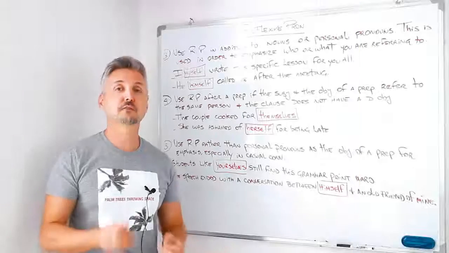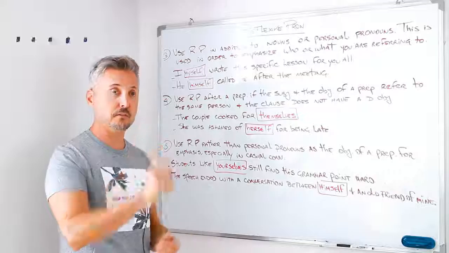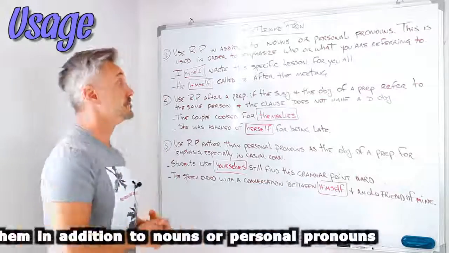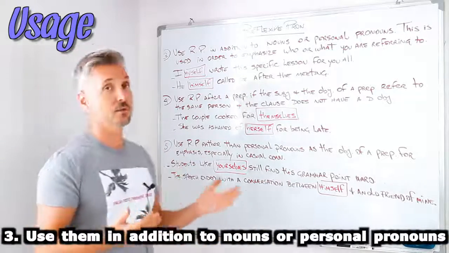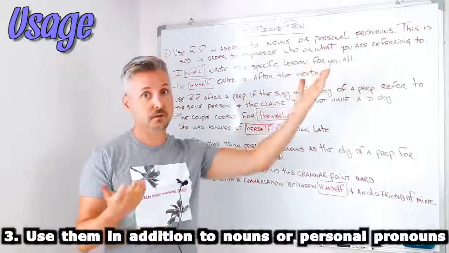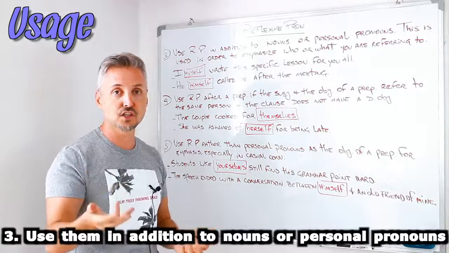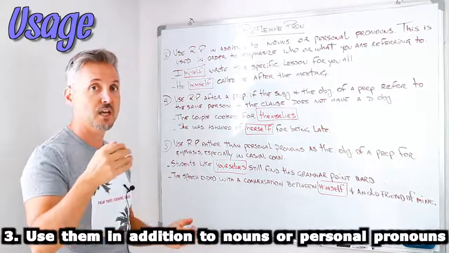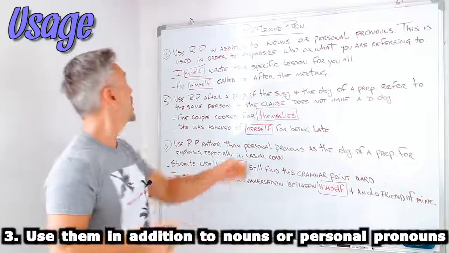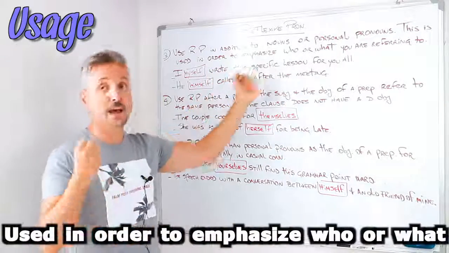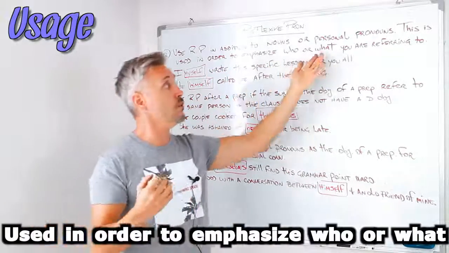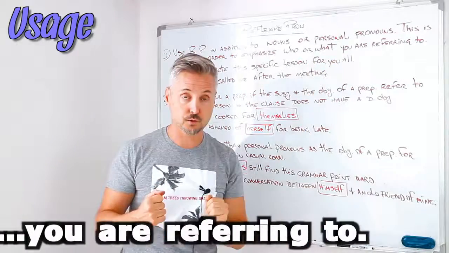Yes, we're back with the reflexive pronouns. The third point, use reflexive pronouns in addition to nouns or personal pronouns. Personal pronouns are I, you, he, she, it, we, you, they. This is used in order to emphasize who or what you are referring to.